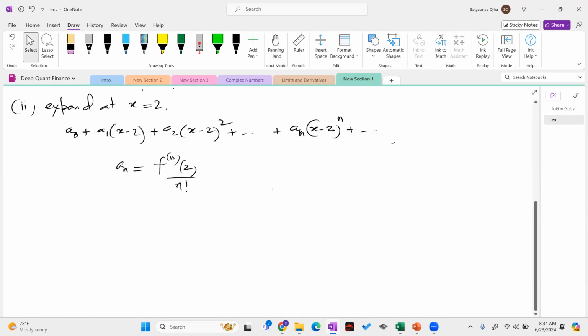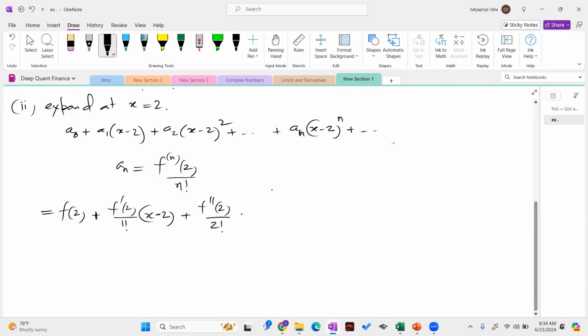So in my case, the a0 would be, it is not f of 0, it is f of k, correct? So it is f of 2 plus a1 is first derivative at 2 divided by 1 factorial times x minus 2, not x. The form is different, okay? a2, for a2, what should I write? Double derivative of f at 2 divided by 2 factorial, x minus k whole square, right? This is how it goes.